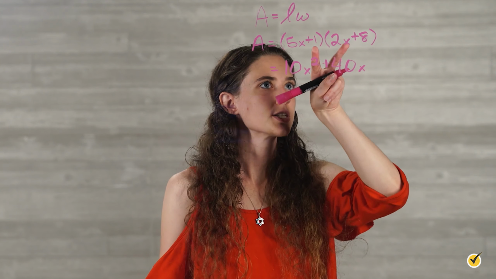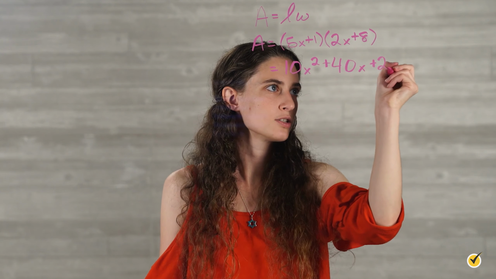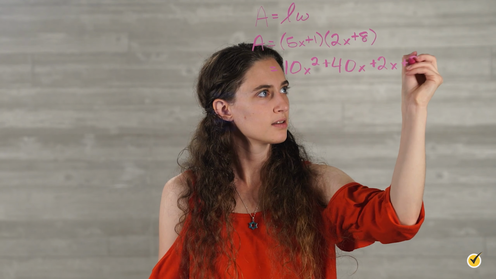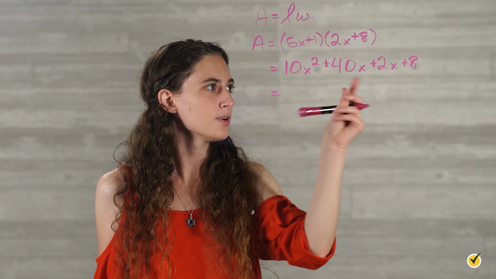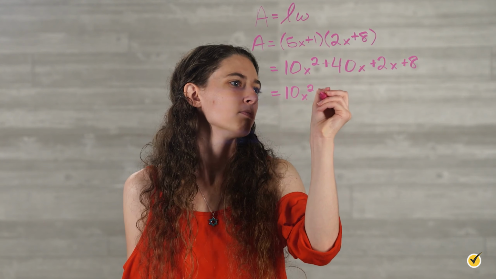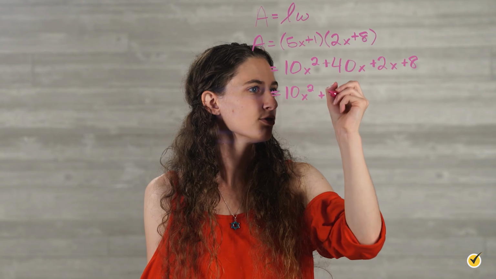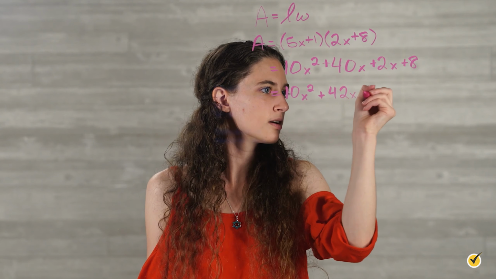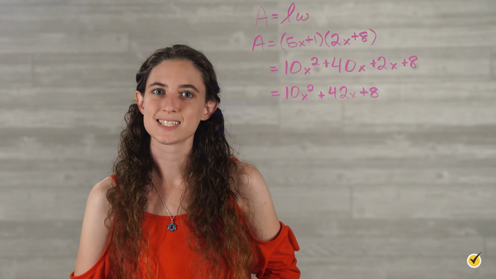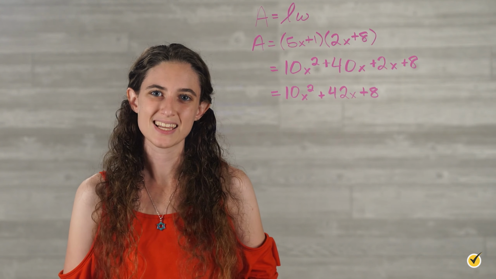Plus our inner terms, 1 times 2x is 2x, so plus 2x. And finally our last terms, 1 times 8 is 8. Now all we have to do is combine our like terms. So we have 10x squared plus 40 plus 2 is 42, so plus 42x plus 8. Therefore, the area of the rectangle is 10x squared plus 42x plus 8.